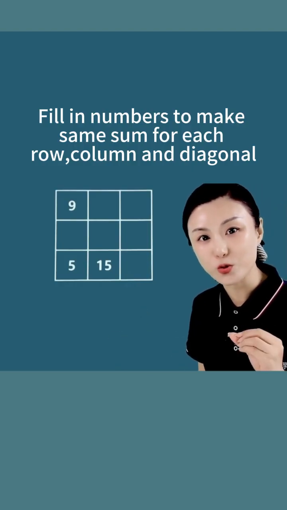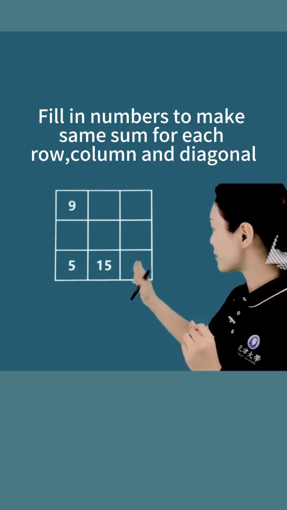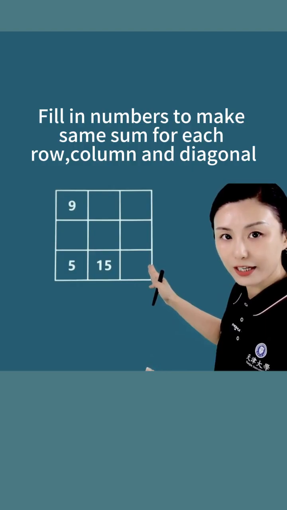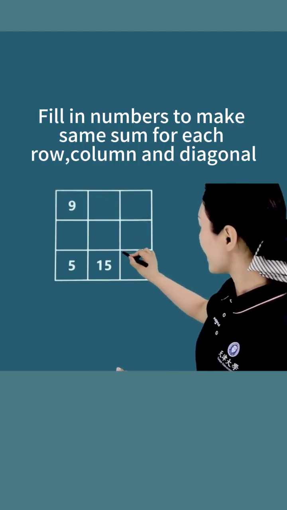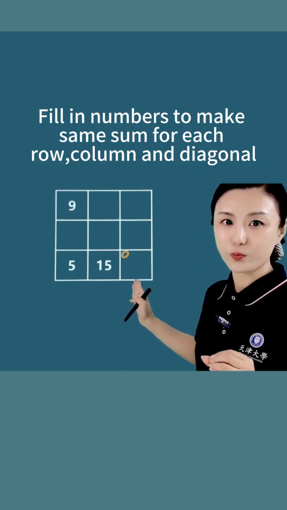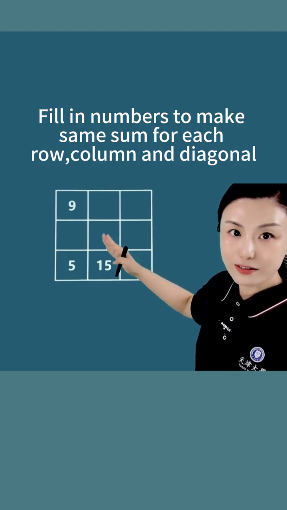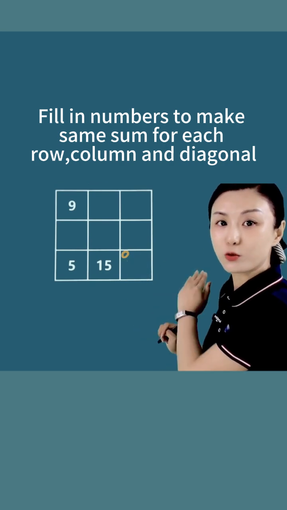What are common numbers? Let's see, for example, the sum of the three numbers in this row is 5 plus 15 plus the number in this square, right? At the same time, it should be equal to the sum of the three numbers on this diagonal. See, the number in this square is their common number. 5 plus 15 plus this number equals this number plus the number in this square plus 9. So this part is the common number, right?